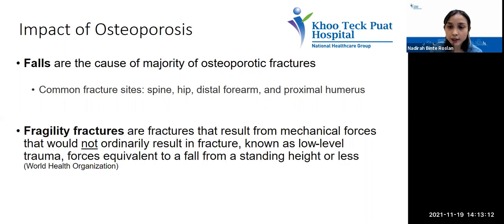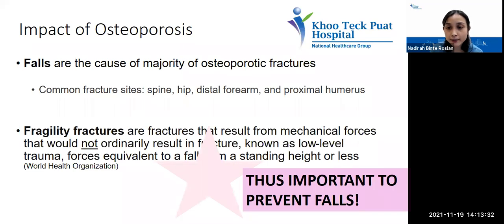Fragility fractures are fractures that result from mechanical forces that would not ordinarily result in fracture, known as low-level or low-energy trauma. The WHO, the World Health Organization, has quantified this as forces equivalent to a fall from a standing height or less. This means that individuals with osteoporosis have increased risk of fractures, even with a mild fall or bump that normally does not cause a fracture. Therefore, it is very important to prevent falls.